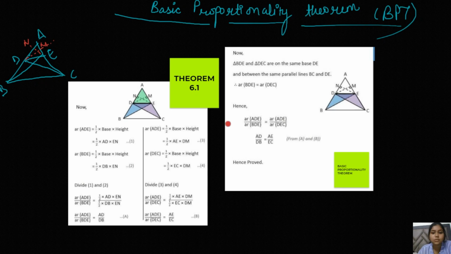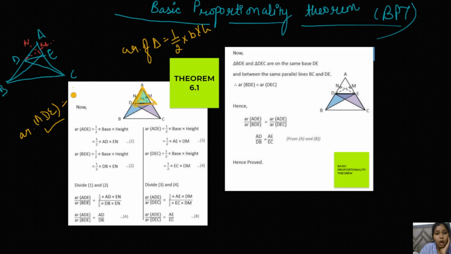Basically, just look at these two pictures here, that is what this meant. Let's have a look at the triangle ADE. We all know that the area of a triangle is equal to half into base into height. By applying that in this case, if we take AD as the base, then EN will be the perpendicular height. So the area of ADE will be equal to half of AD multiplied by EN.